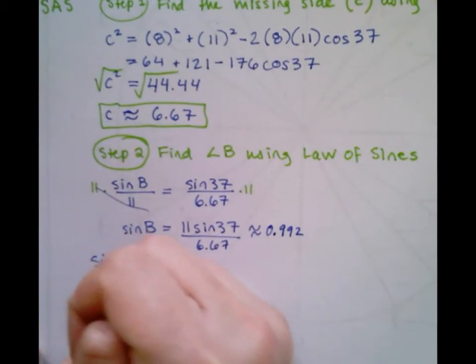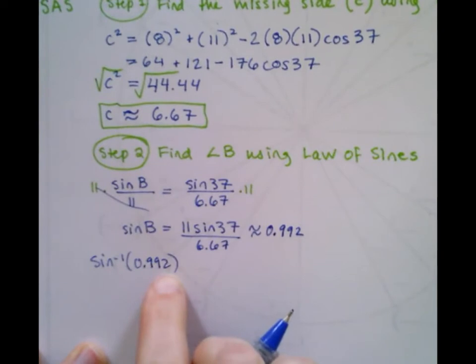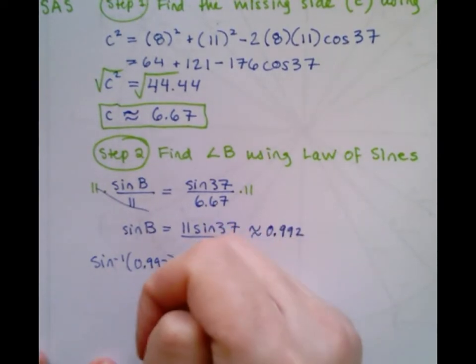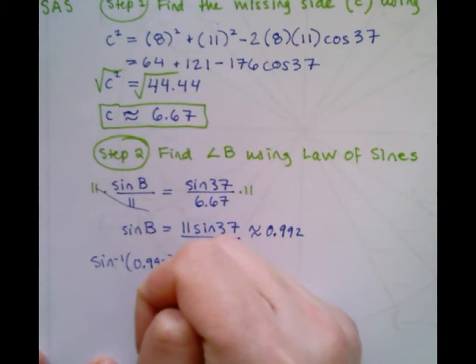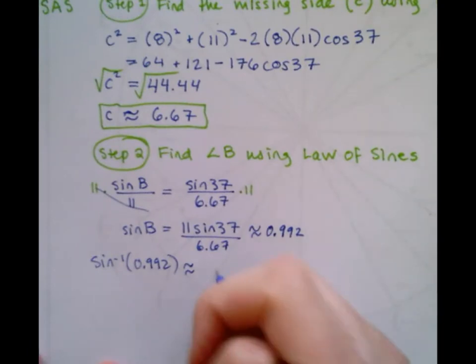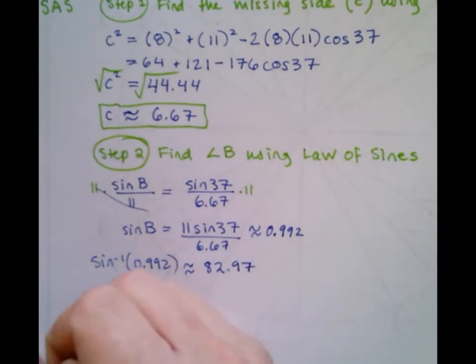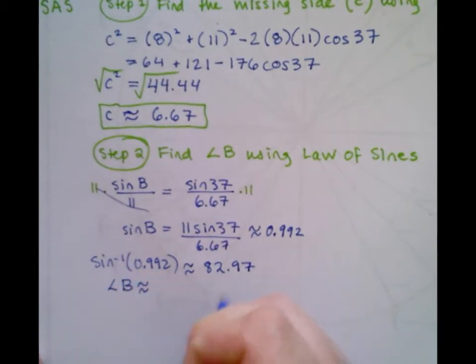And remember, at that point, you do inverse sine of that 0.992, but I'd rather you don't round. I'm rounding here on paper, but on your calculator, you can pull down your answer from the previous line, and that should give us our B value. So here, when I do inverse sine, I get 82.97. So I'm going to say angle B is approximately 83, just by rounding.